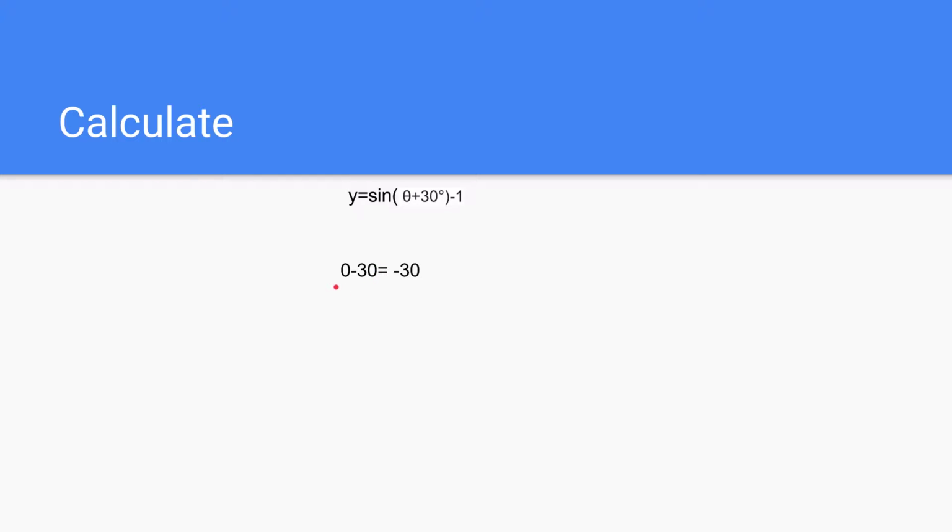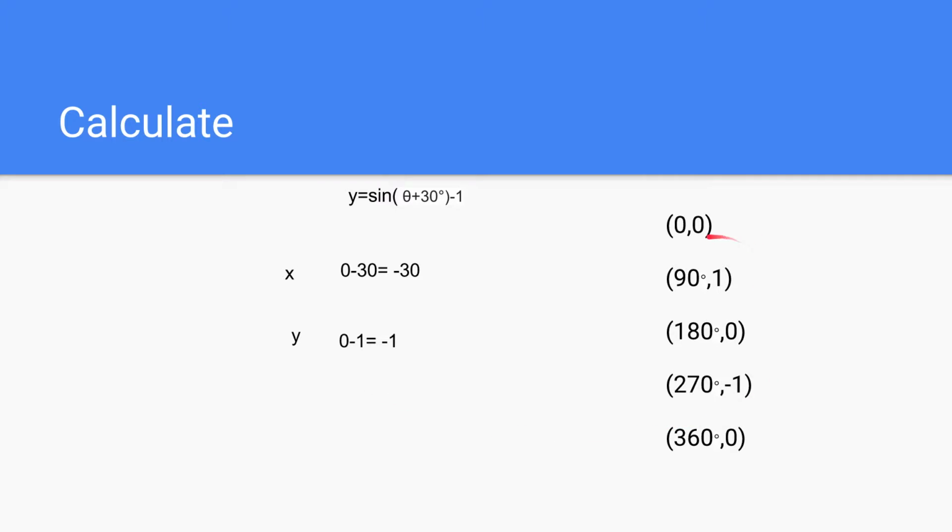Now if you look, 0 minus 30 is negative 30. 0 minus 1 is negative 1. And this is one point right here. Remember, the 0 and 0 were one of the key points that we talked about, and these of course are our x and our y's. See? I knew it. The key point.